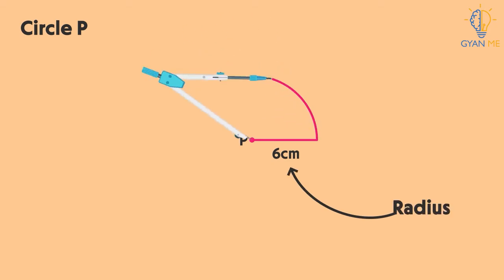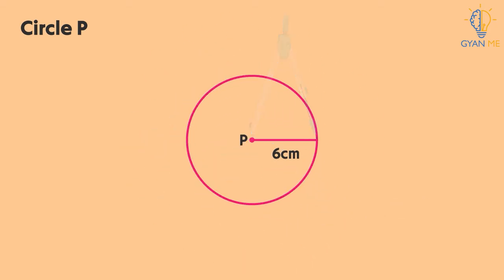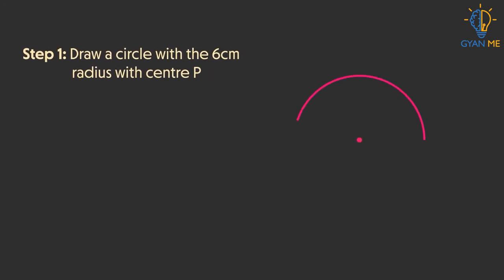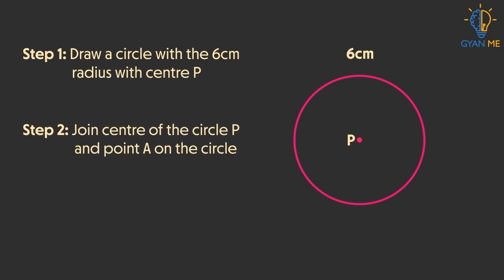Say we are given a circle with center P with radius 6 cm and a point A lying on it. Let's see how to draw a tangent at this point. Step 1. Draw a circle with 6 cm radius with center P. Step 2. Join center of the circle P and point A on the circle. We know that PA is the radius of the circle.